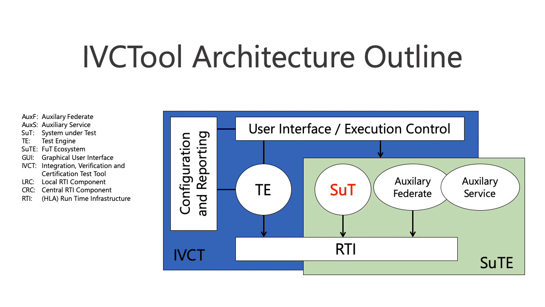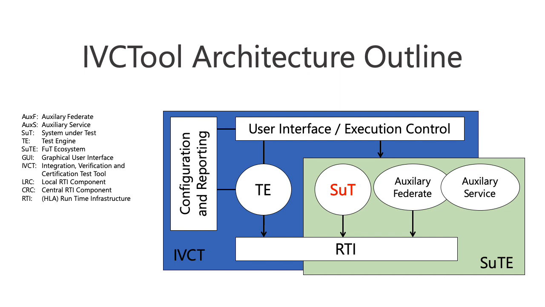We might also have other auxiliary services like a geo-information server or any server with maybe a map server. They are combined into one federation, and the IVCT tool will essentially be just one another federate entering this federation. So the test engine running test cases will join the federation. It will run test cases according to the request of the IVCT operator, and will create reporting and documentation of the results. That is the basic concept of the test system.